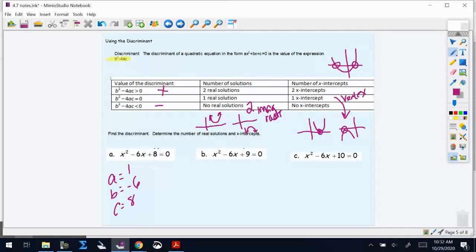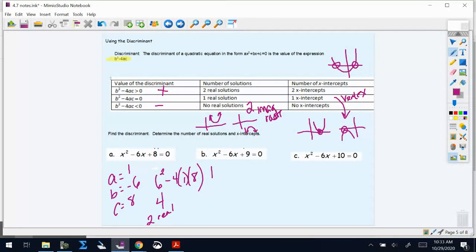One thing to notice, when you square a negative number, you're going to get a positive. So I like to tell students, forget about putting the negative in and just do positive 6 squared minus 4 times a times c. And again, what that does is it saves any issues with parentheses and saves any mistakes plugging in your calculator. So 6 squared, you could grab your calculator, minus 4 times 1 times 8 is 4. Since I have a positive discriminant, that tells me that I have two real solutions, meaning it's going to cross the x-axis twice.